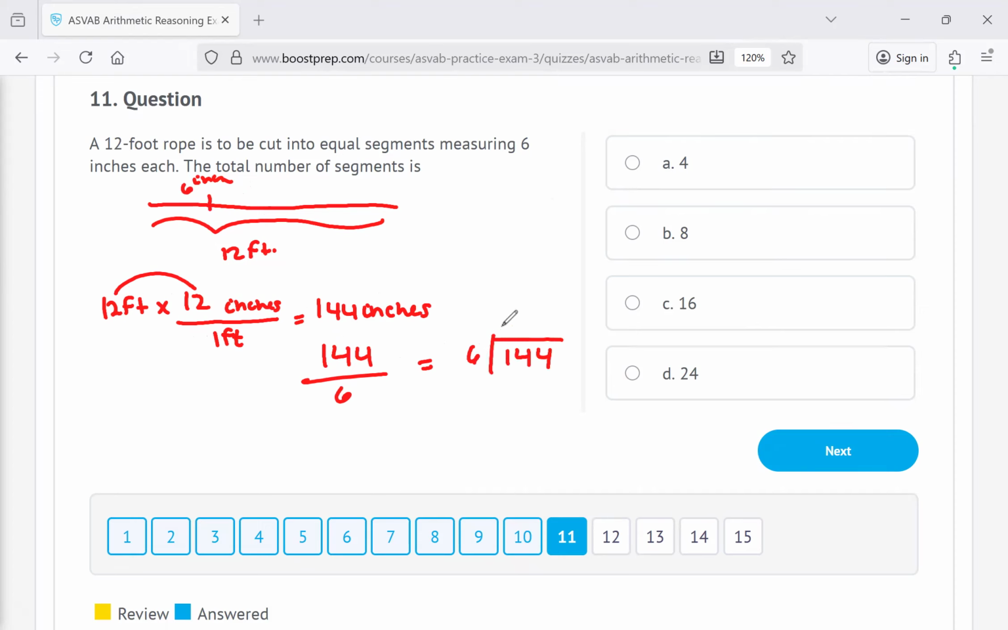How many times does 6 go into 14? Twice. 14 minus 12 is 2. How many times does 6 go into 24? 4. So it would be exactly 24 pieces.